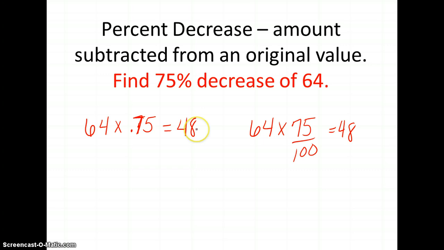Now, this is the amount I am decreasing 64. So, to find my new amount with a 75% decrease, I need to take my original and subtract the amount of decrease. This will give me 16. So a 75% decrease of 64 is 16.